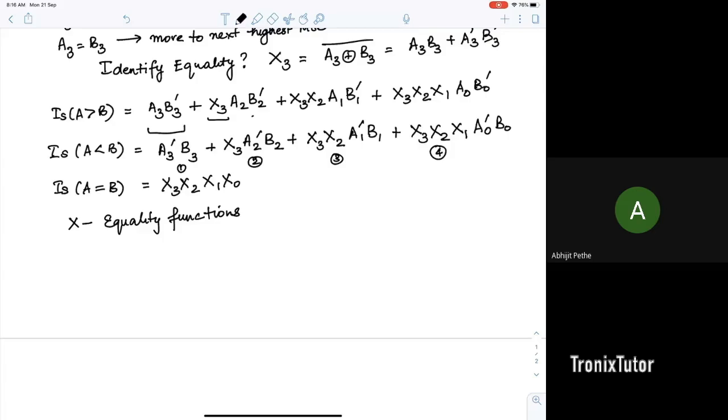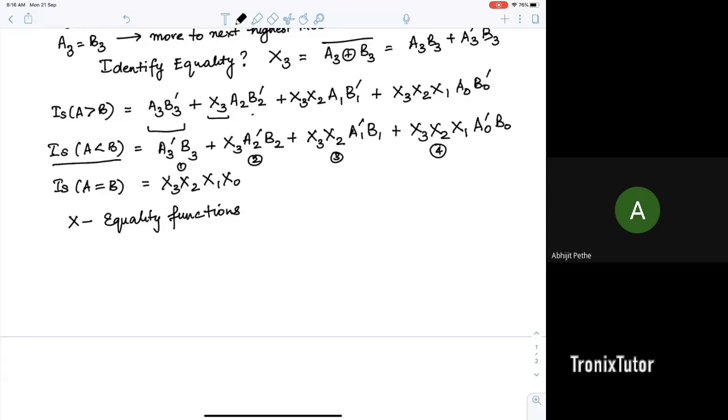Let's look at this A greater than B term. It is made up of four product terms, 1, 2, 3, 4, say. So which product term will be generated first? One comes first, right? And why is that? That is because that has the least number of gates to go through.